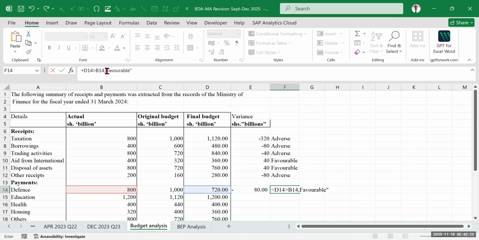But should there be a scenario where what we budgeted is less than what we will actually pay, meaning we will pay more than what we actually budgeted, then we will not be happy. That status will be adverse to us. So in that case, it will be an adverse situation for us.